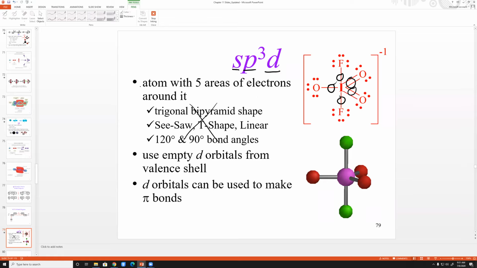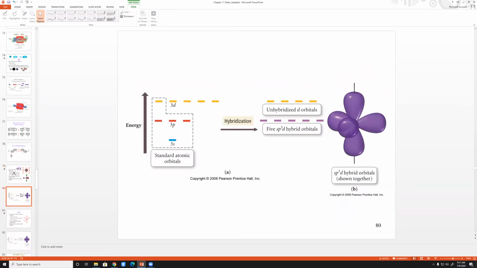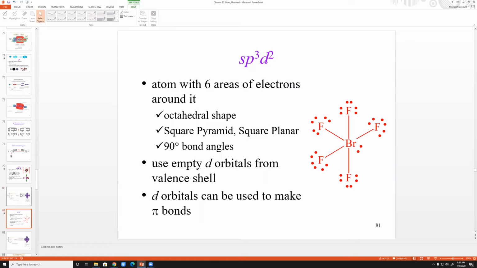It's the first bullet point. Atom with 5 areas of electrons around it. So 5 electron groups. And then you're going to have the last one, which is sp3d2.